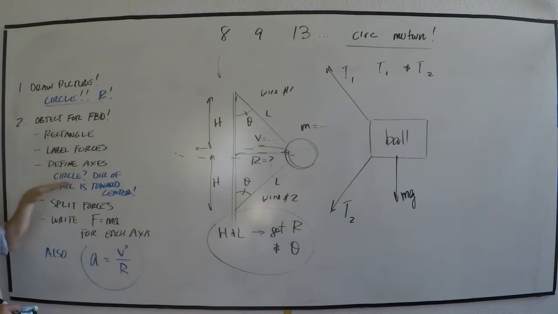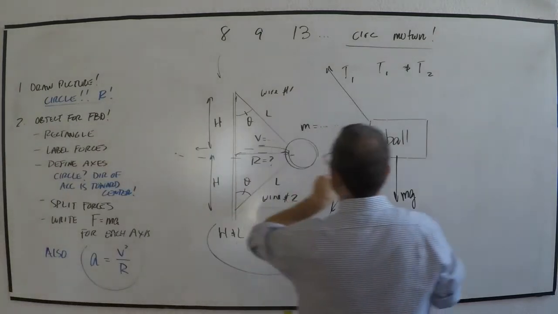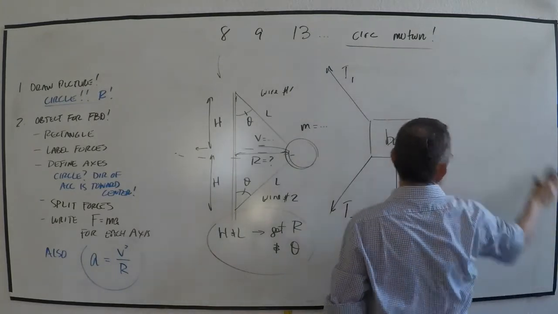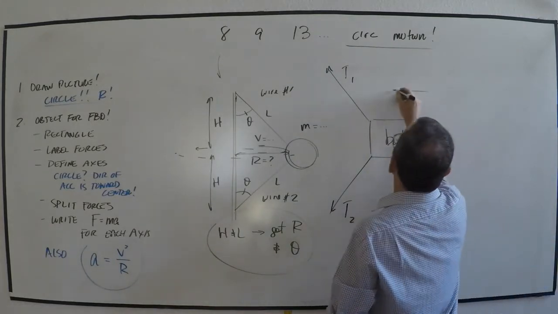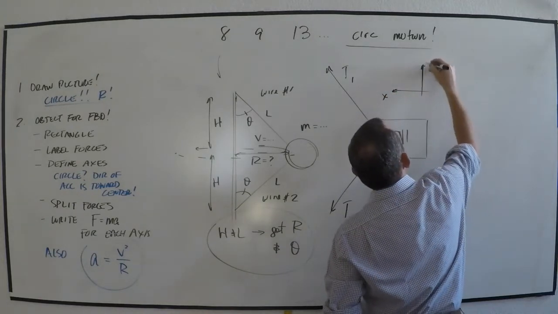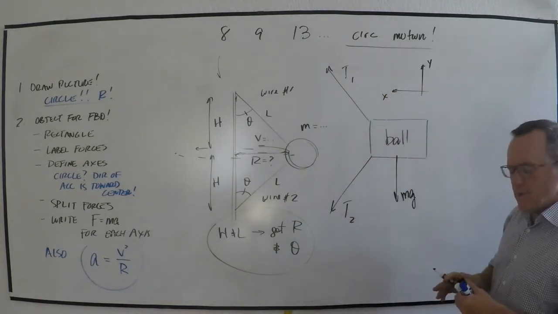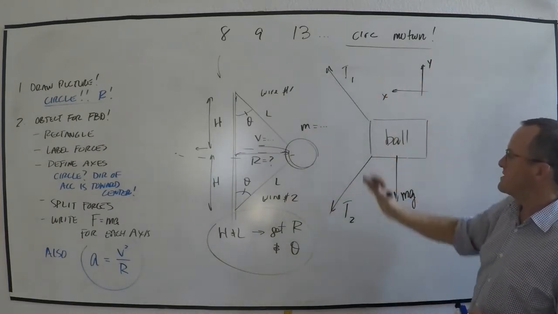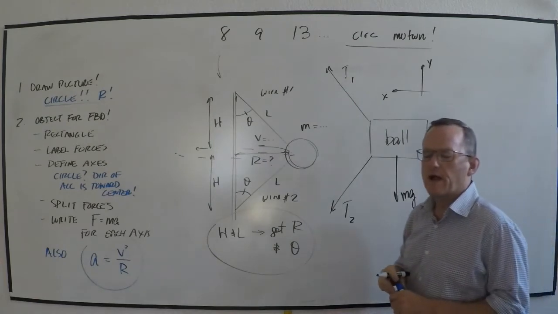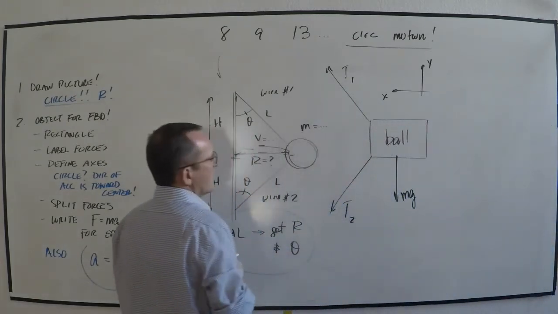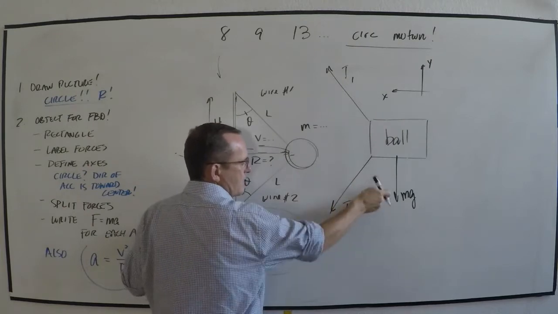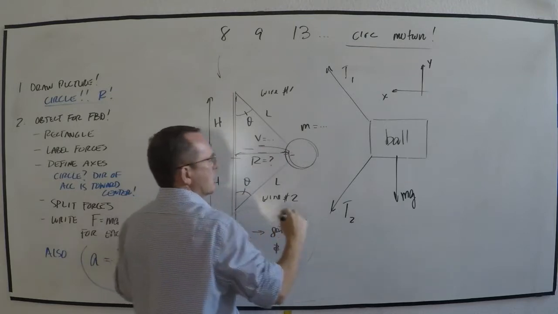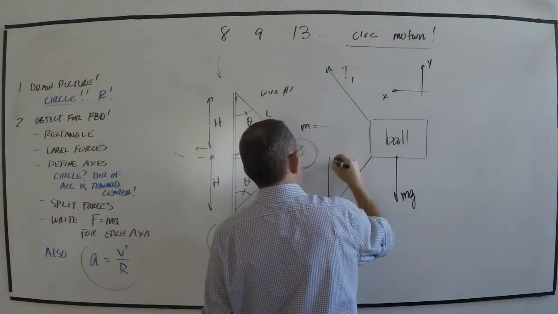But now what? Define your axes. One must point towards the center of the circle. The center of the circle is that way. So let me get rid of this. We're going to define x this way. We're going to go ahead and put y perpendicular to it. And now we need to split forces into components. mg is okay, but I need to split up T1 and T2. That means I need to turn them into triangles. So which triangle am I going to draw for T2? The lower triangle or the upper triangle? Notice the upper triangle matches my picture. So it makes sense to use the upper triangle.